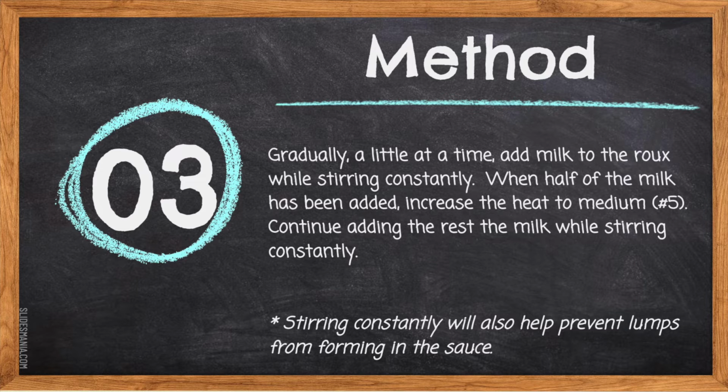Step 3. Gradually, a little at a time, add milk to the roux while stirring constantly. When half of the milk has been added, increase the heat to medium. Number 5. Continue adding the rest of the milk while stirring constantly. Stirring constantly will also help prevent lumps from forming in the sauce.